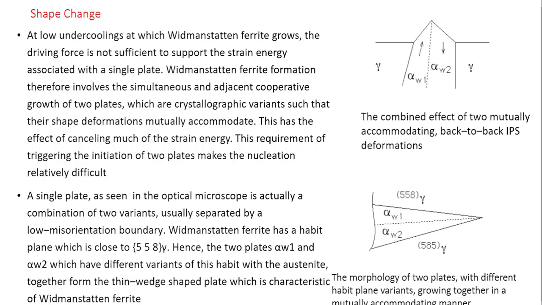A set of crystallographic planes and directions which belong to same indices define what is known as crystallographic variants. Thus, the formation of crystallographic variants simultaneously reduces much of the strain energy. This requirement of triggering the initiation of two plates simultaneously makes the nucleation relatively difficult.